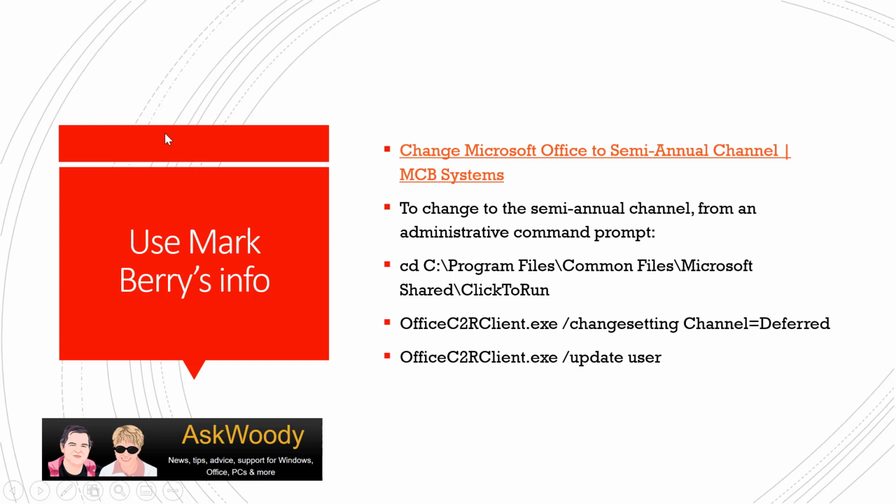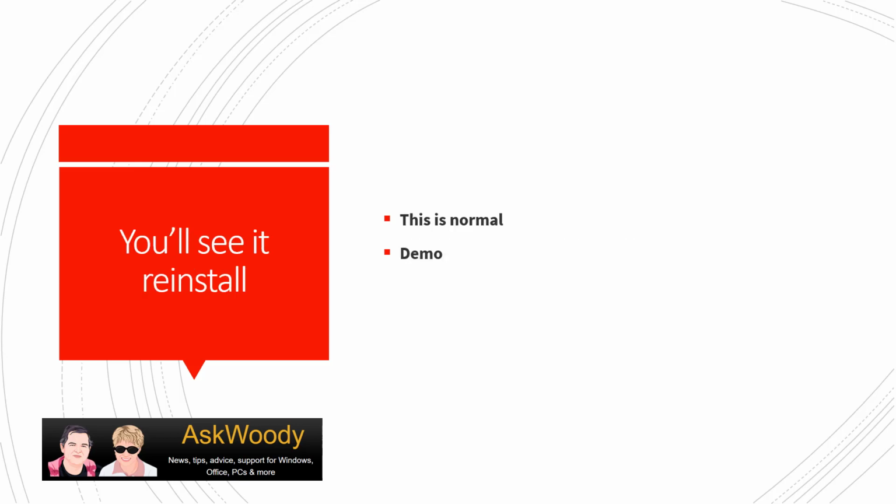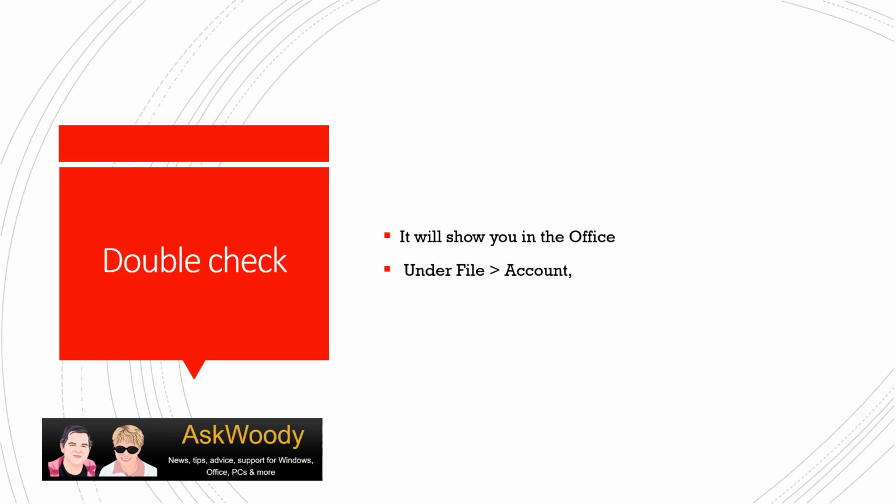So again, these are the commands. You go to an administrative command prompt, you change the directory, you put in that Office C2R client.exe, and then you change it to deferred, and then you tell it to update the user. So you'll see it reinstall. I did the demo for it. You can roll back and see what that's like. And again, to double check, launch any Word or Excel, click under File and Account, and it will show you the version you're on.